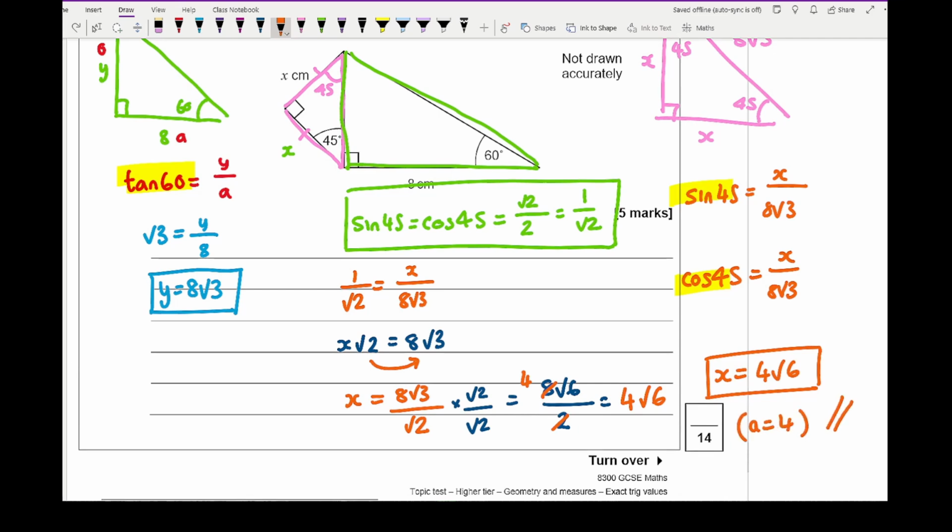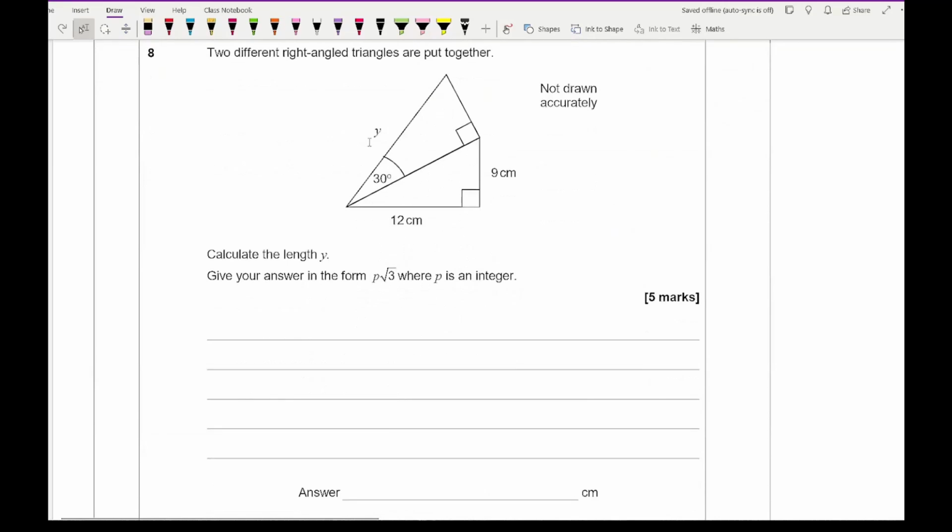And there we go. Moving on to our last question, it says two different right angled triangles are put together. Calculate the length of y, give your answer in the form of p root 3, where p is an integer. So very, very similar question. First things first, I need to work out that green line, which is connected to this triangle here.